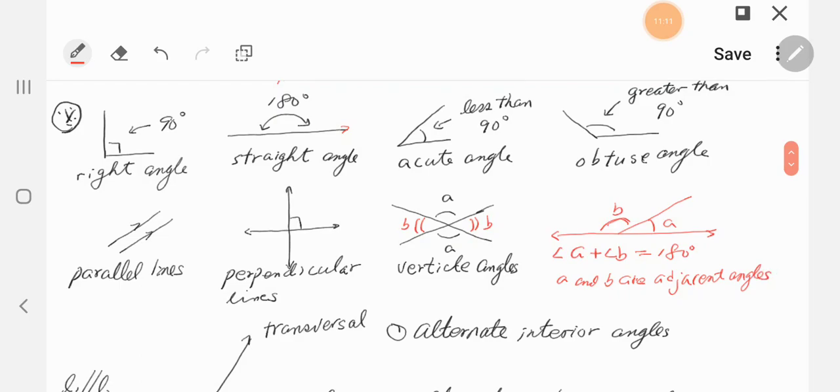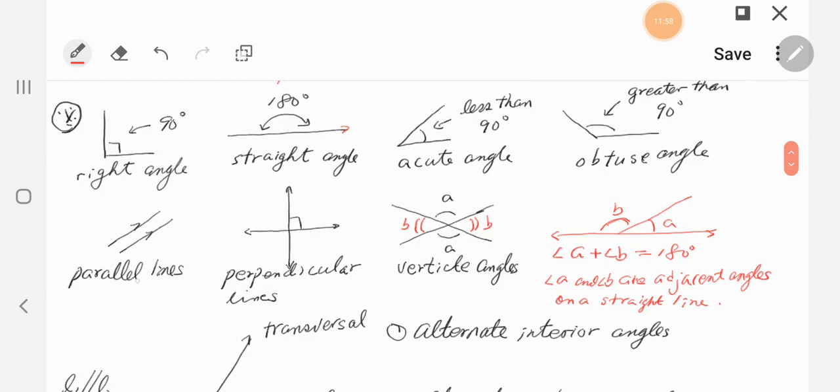Adjacent angles means two angles are connected to each other. Angle A and angle B are adjacent angles on a straight line. So the sum of these two angles is 180 degrees. All right. If the angle between two line segments is less than 90 degrees, then we call it an acute angle. Acute. And if it is greater than 90 degrees, then we call this angle an obtuse angle. So acute angle, obtuse angle, right angle, straight angle.